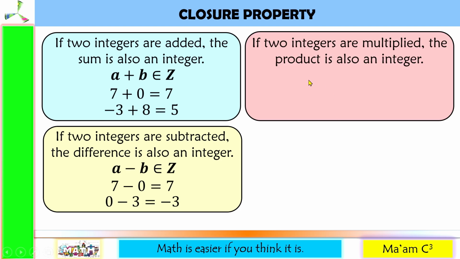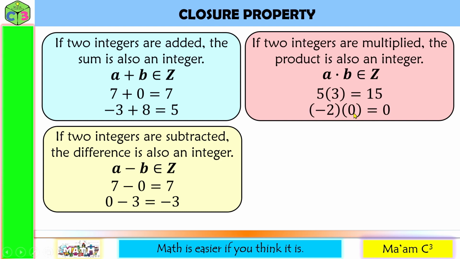Next one, if two integers are multiplied, the product is also an integer. In symbols, we have a times b is an element of Z. An integer multiplied by another integer, the answer is an element of integers. Example, 5 times 3 is equal to 15. All are integers. Another one, negative 2 times 0 is equal to 0. Negative 2 is an integer, 0 is an integer. When multiplied, the answer is 0, also an integer.